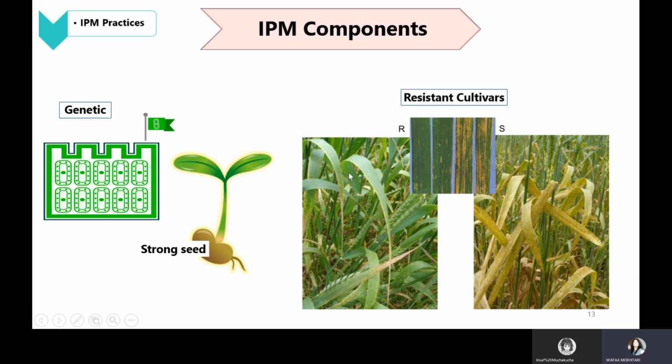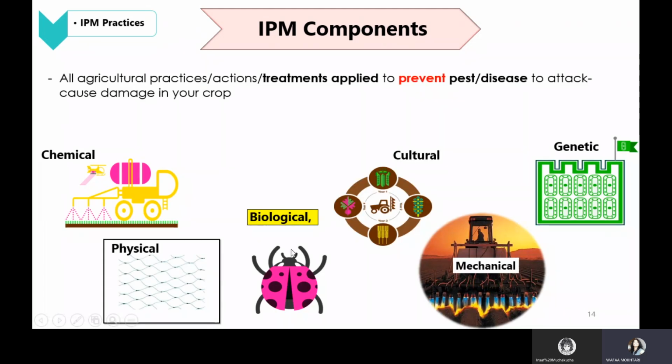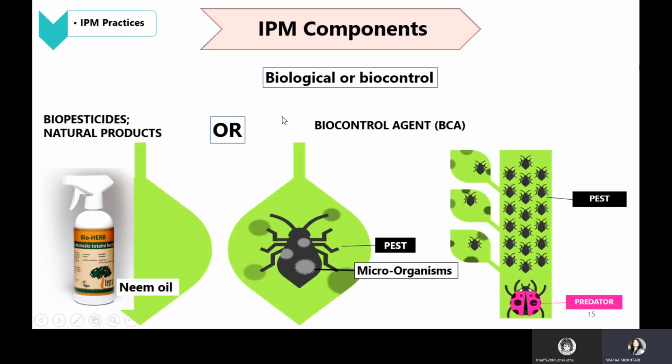And here is the example. The resistant cultivar is strong, much bigger, much more immune, and the pathogen will hardly attack the wheat. However, if you choose the susceptible seeds, it will grow but is really not resistant, and of course the pathogen will attack. Another example of agriculture practices is the biological. So let's go to it.